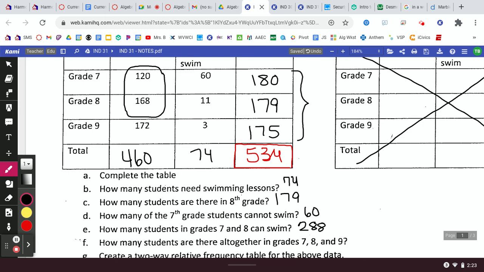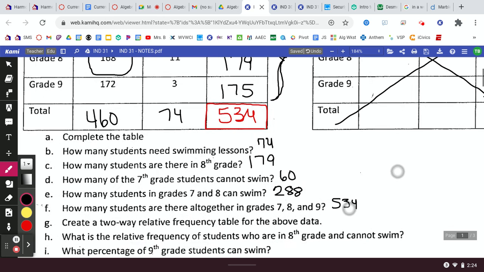All right. So then it says, how many students are there all together in grades 7, 8, and 9? Well, that should be that red number out to the side, right? Because we totaled up all of our students in grades 7, 8, and 9 right here. And we got a total of 534. Okay.